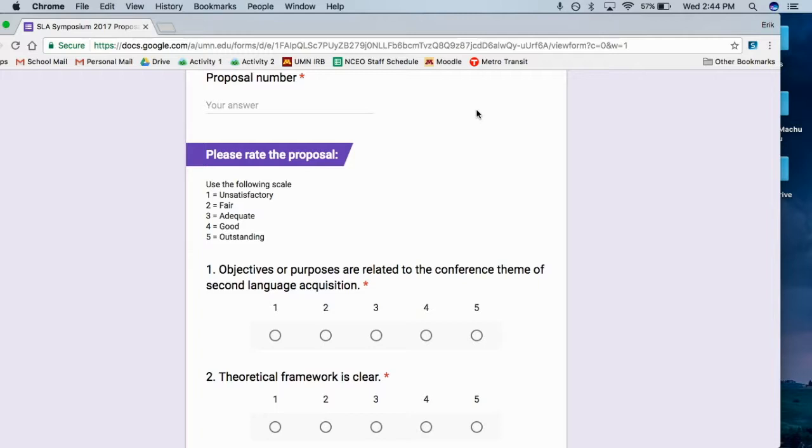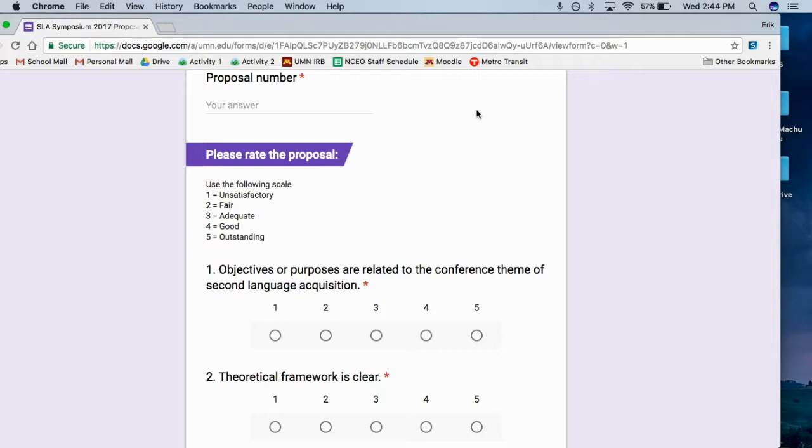Now, the first thing to keep in mind, and as I was saying to the conference organizers, this is always the most confusing part, is be sure you're clear about the scale. Sometimes 1 is positive, sometimes 1 is negative. In this case, 1 means bad. 1 is unsatisfactory, 2 is fair, 3 is adequate, 4 is good, and 5 is outstanding. So you'll be evaluating the abstract on a range of criteria with these numbers in mind.